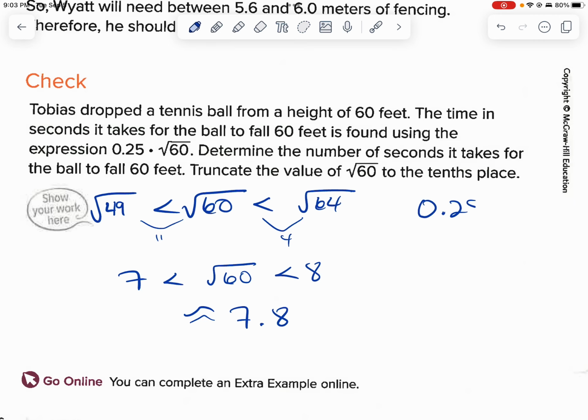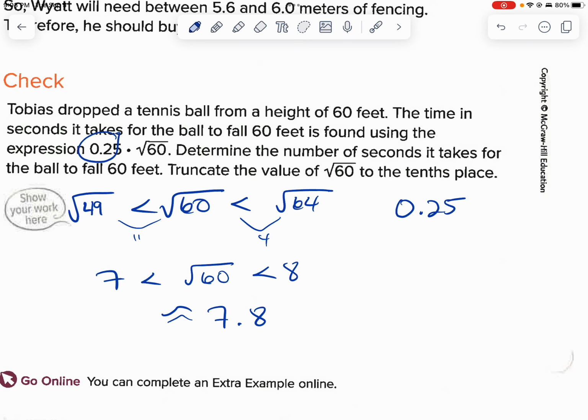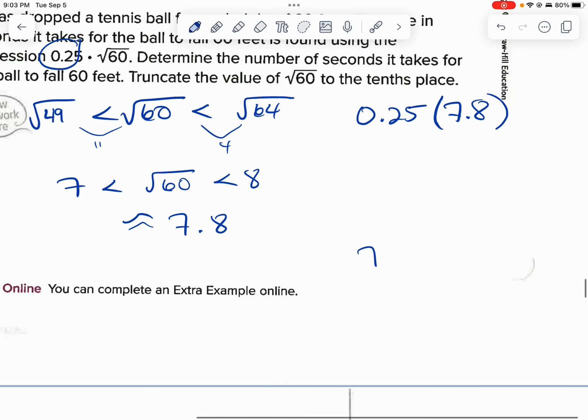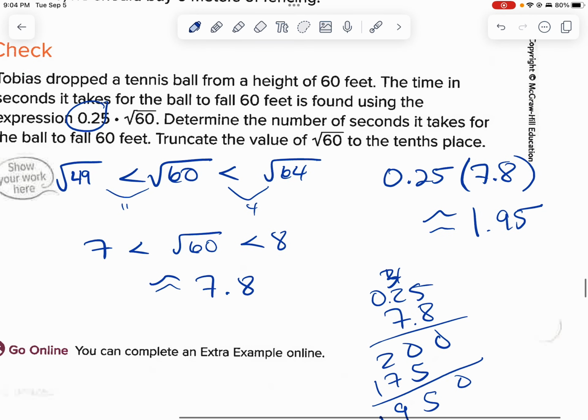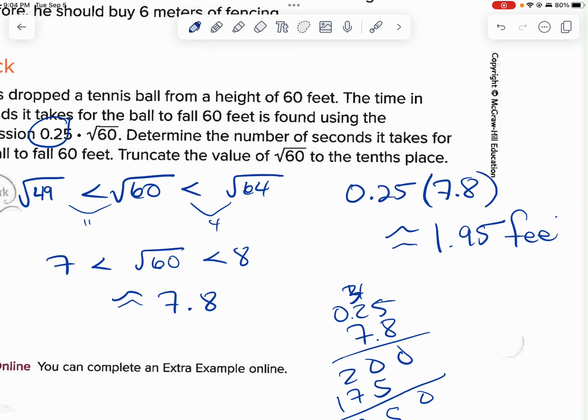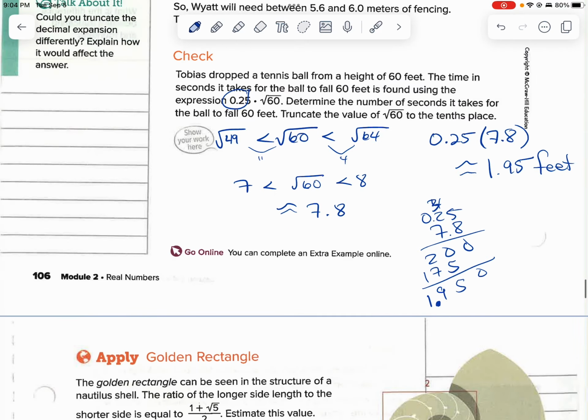So it says 0.25 right here is multiplied by the square root of 60. So now we're going to take that and multiply it by 7.8. Okay, so that's going to get me 40. That's 16 plus 4, 20. Then this gets me 35. 14 plus 3, 0, 5, 9, 1 with 3 decimal spots. So it's approximately 1.95. And that would be feet. Okay, and we're not going to do that one.